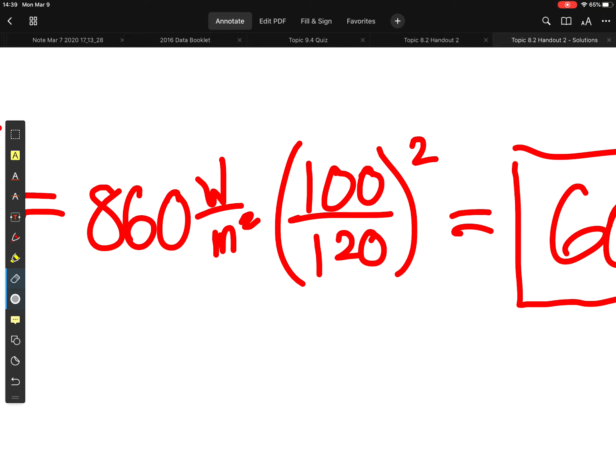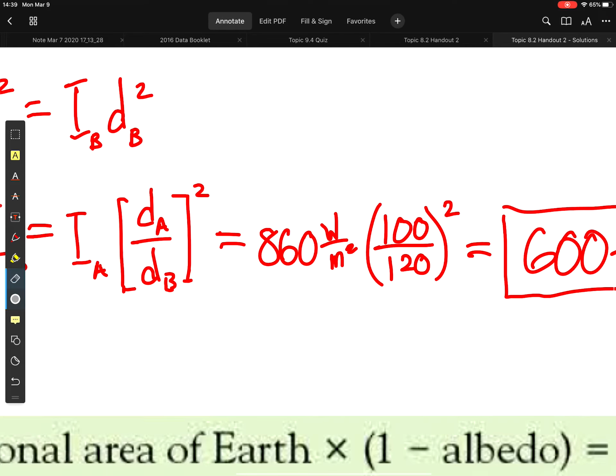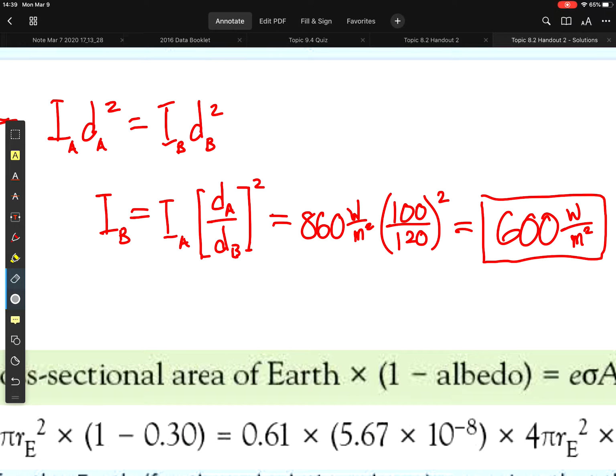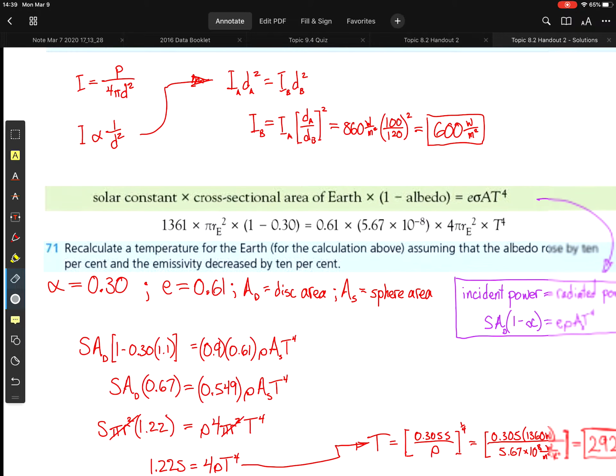Very straightforward. Note that I did not bother including my units here because they're going to cancel out. So normally I might write my units, but this is not one of those times. If something's going to cancel out, it would just be a waste of time.